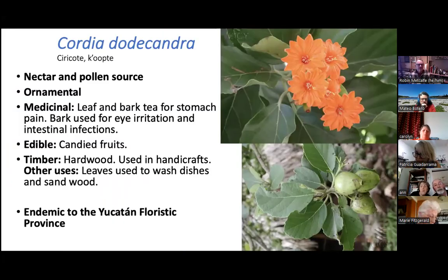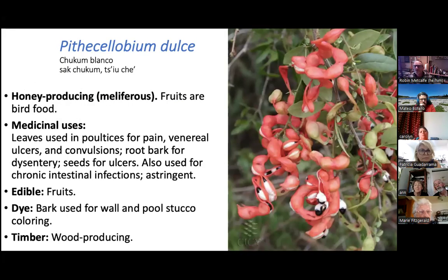Now, among the native species farther from the beach, you can also find the tree Cordia dodecandra. It is a tree that is a nectar and pollen source. The flower is beautiful. It is ornamental, medicinal too, edible, timber, and the leaves are used to wash dishes. That is interesting. And another tree is Pithecellobium dulce.